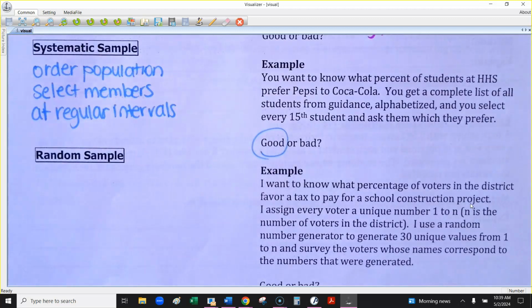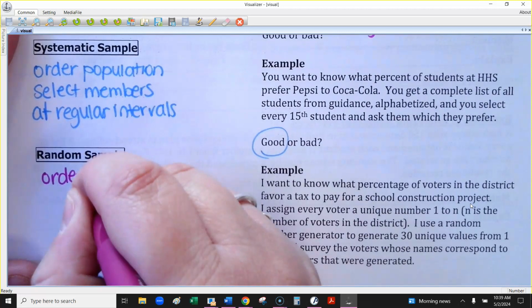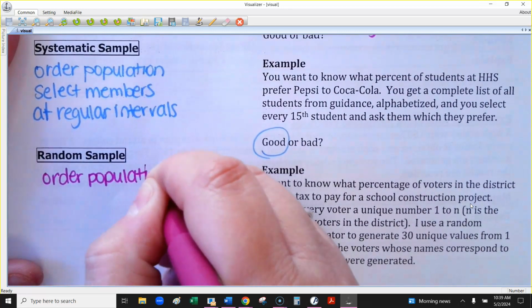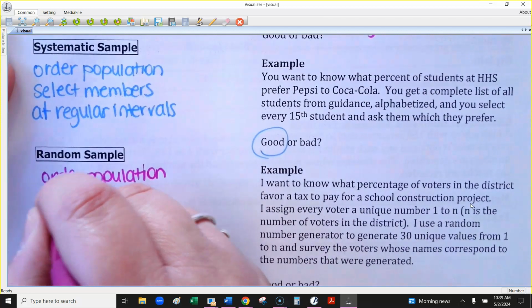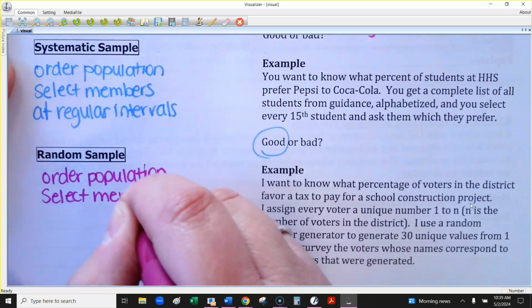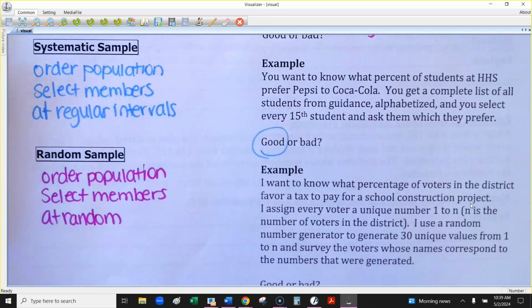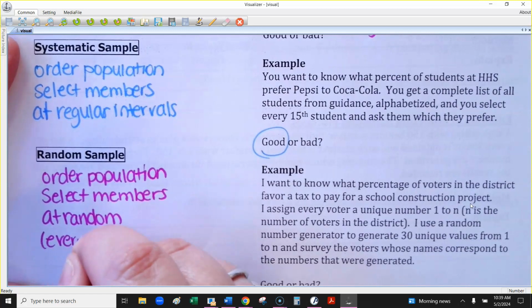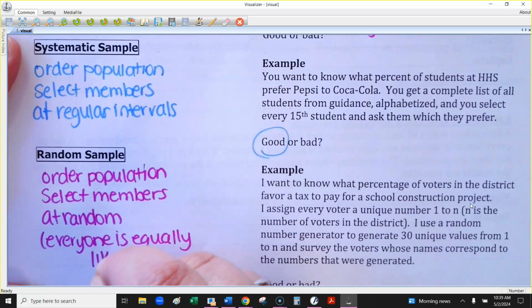Okay, the last option is called a random sample, and it's kind of similar to the systematic, but you would order the population somehow, most of the time by a number. For this particular case, you'd give everybody a number, and you literally would select the members at random. So we could maybe use a random number generator or something like that. So literally here, everyone in the population is equally likely to be drawn.